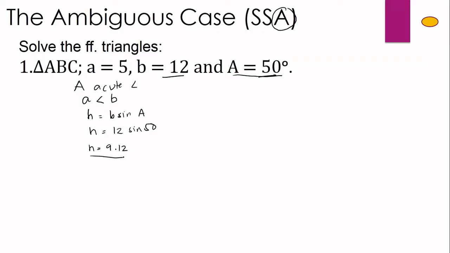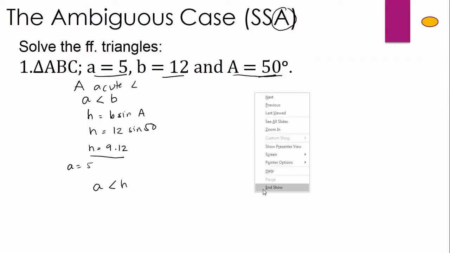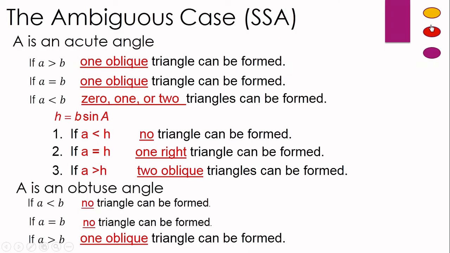So once you have the height, we compare it to A. Our A is 5, our height is 9.12. If we compare it, what can you say? Our A is less than the height. So if A is less than the height, what will be our verdict? If A is less than the height, here it is. There is no triangle that can be formed.